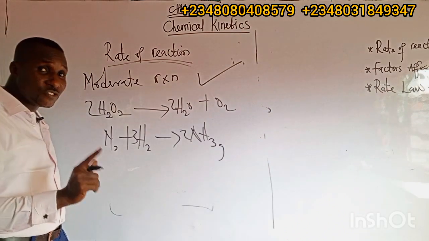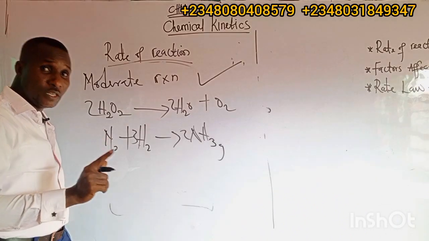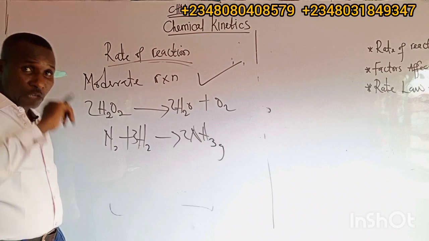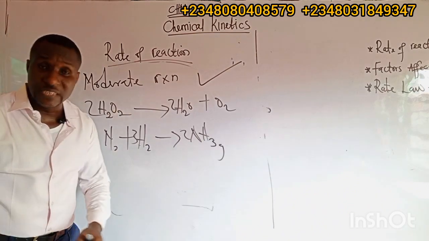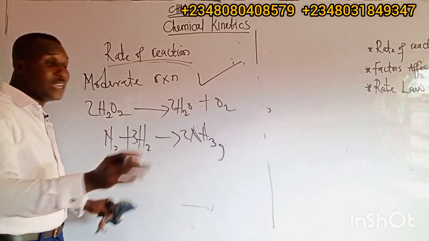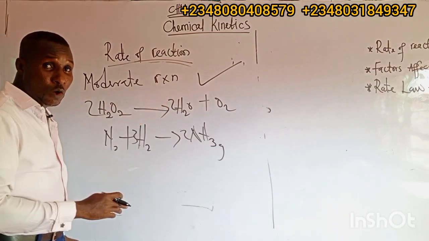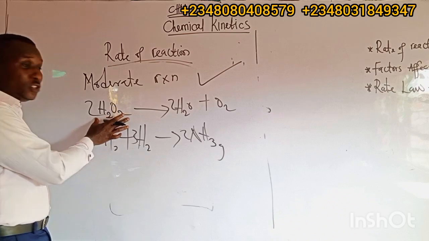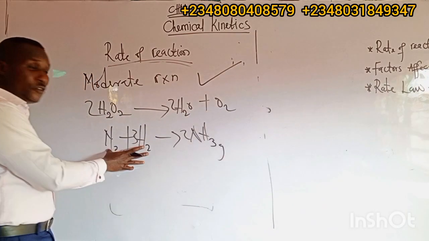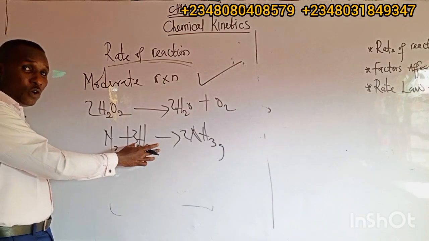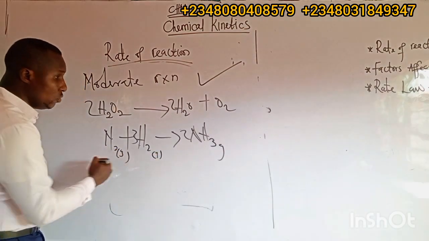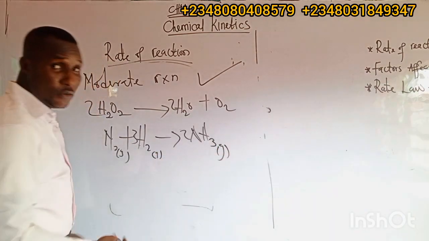Take note, for a very fast reaction, such as an ionic reaction, the rate of chemical reaction cannot be determined. For a very slow reaction, such as rusting of iron, you can't determine the rate of reaction. You can only determine the rate of reaction for a moderate reaction, such as the decomposition of hydrogen peroxide, or the reaction between nitrogen gas and hydrogen gas to form ammonia gas. Take note of that. Let's move.